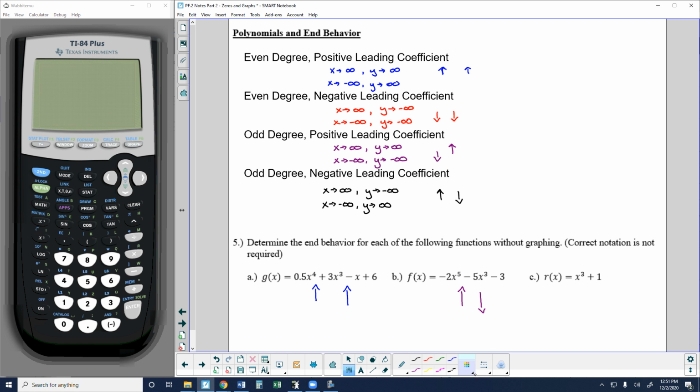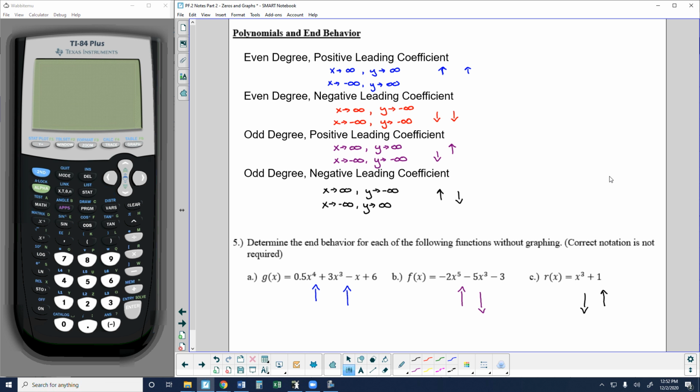So for C, the leading coefficient was positive. So to the right, it's going up. The degree was odd. So to the left, it's going the opposite. So this should go up to the right and down to the left. So if you can memorize what I have written up here for the end behavior rules, that's great. But if you remember, the leading coefficient, if it's positive or negative, tells you if it's going up or down to the right. The degree tells you if the left is going to do the same or the opposite.